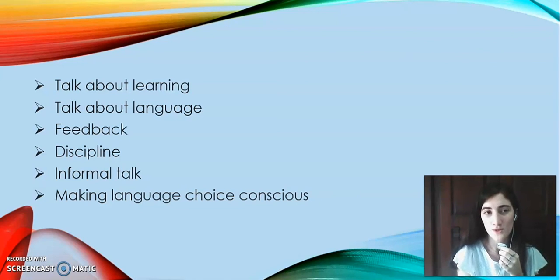So I hope that you find this useful, and remember to use the foreign language as much as possible, but it's not wrong to use the first language either if you use it correctly.